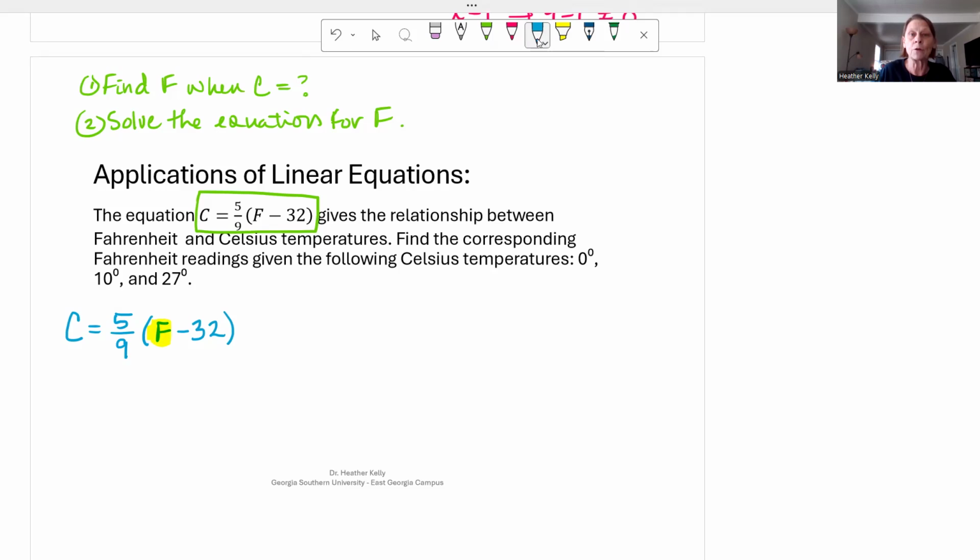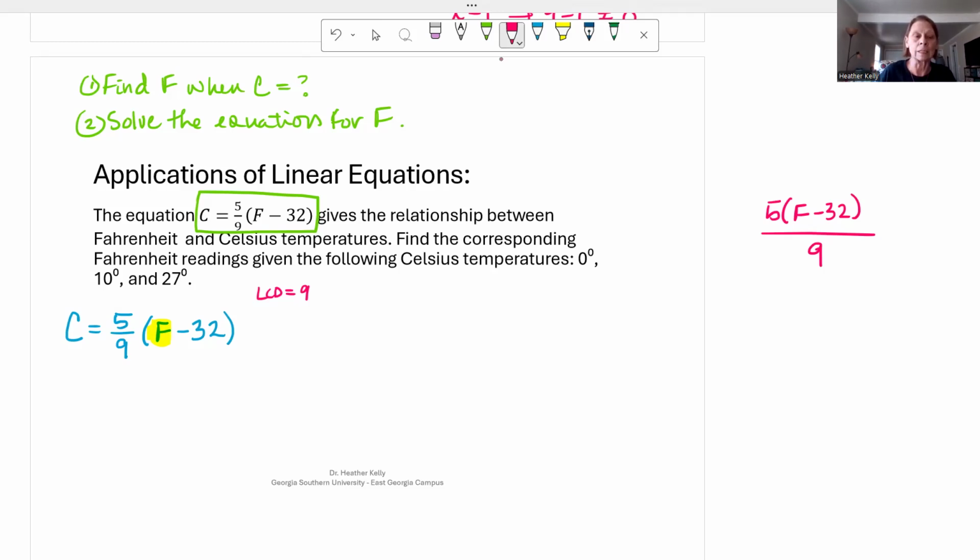Now, the very first step in solving a linear equation is to get rid of the fractions, right? So we need to figure out what the LCD is. And the LCD is 9, because that's the only denominator there is. This is over 1, and all of this side here is actually over 9, as I showed you before. Remember, this is the same as saying 5 times (F minus 32) over 9. Those are the exact same thing.